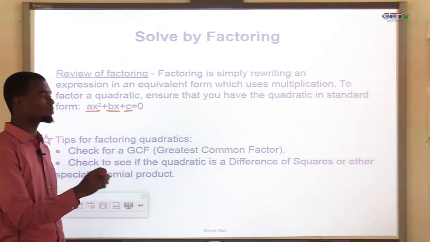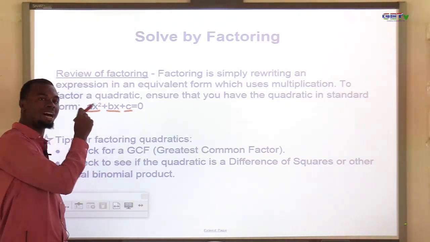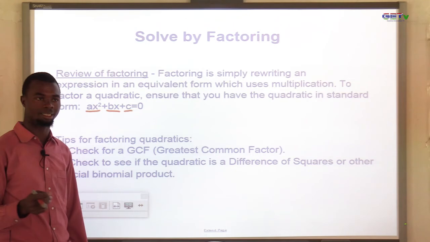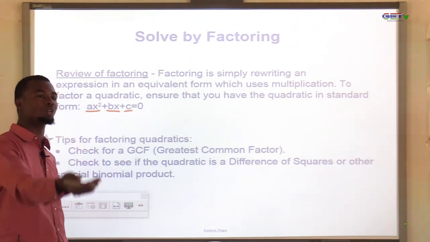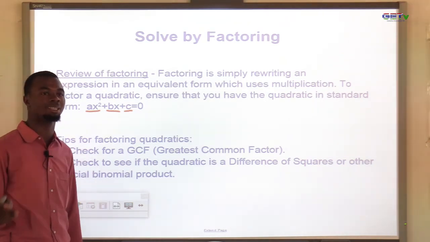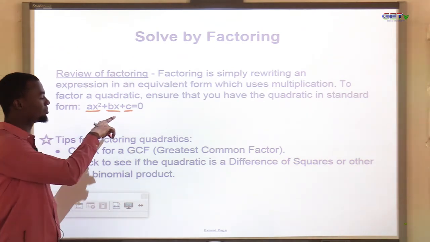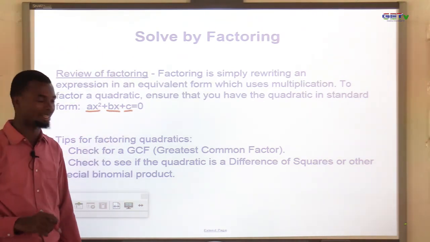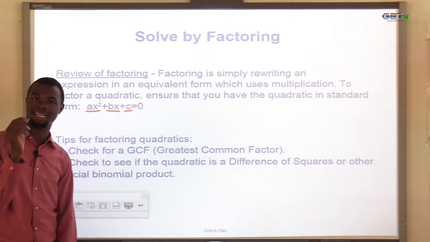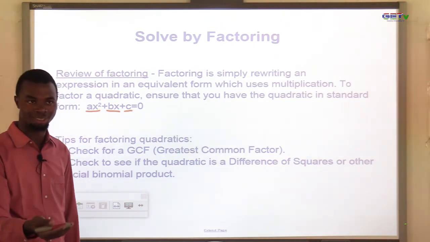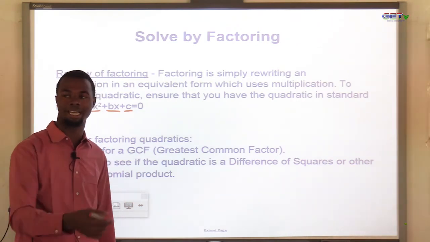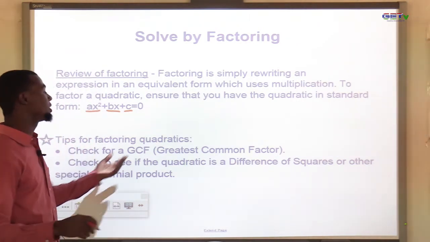A quadratic expression must have a variable with a power of 2 for it to be quadratic. If there is no power of 2, it is not quadratic, and the power cannot be more than 2. It has to have a power on the variable that is squared. So we call this the square term. This is the x term, and this one is the constant. Now, to write it in standard form, you write the square term first, then the x term, then the constant, and you equate it to 0 for it to be a quadratic equation. If there is no equal sign, it is not an equation. So the tips are there.